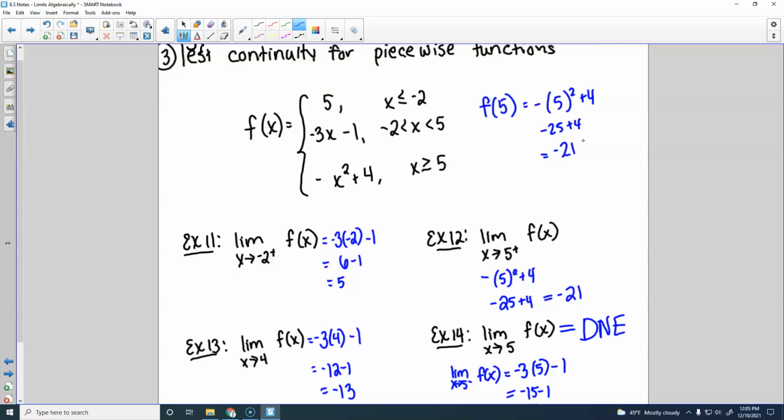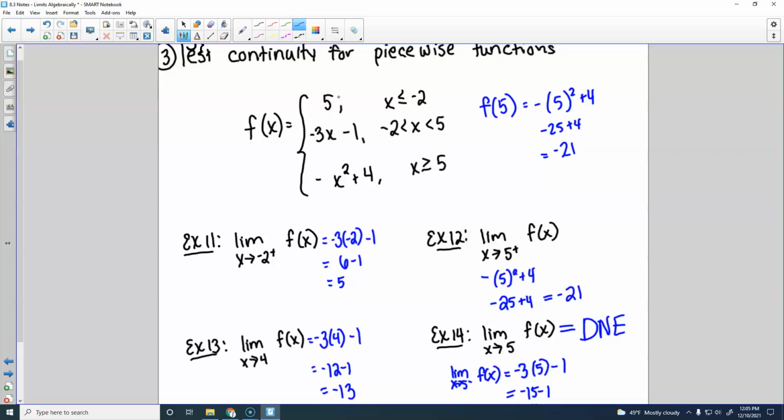So if I ask you for f of a number, you pay attention to whether or not you have the or equal to sign there. If you were doing f of negative 2, you use this top equation. But for limits, you do not pay any attention to whether or not there's an equal to sign there.